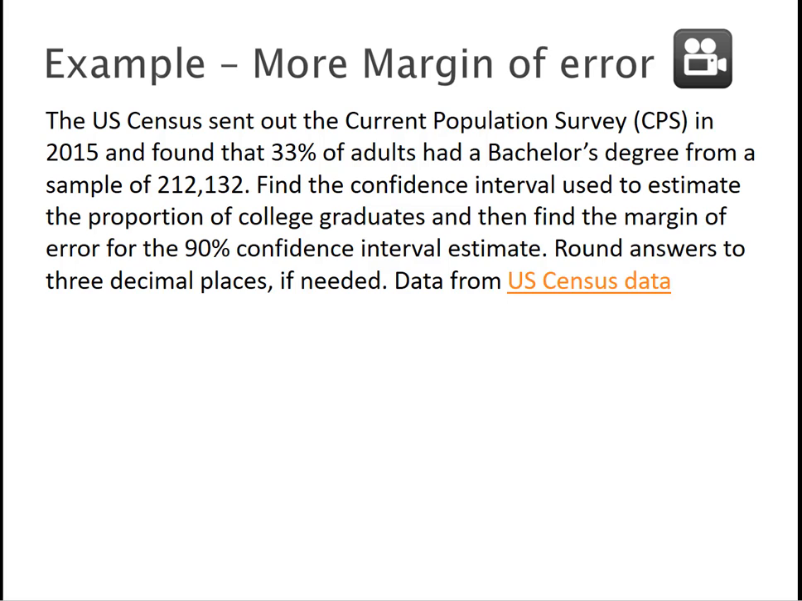The U.S. Census sent out the Current Population Survey, or CPS, in 2015 and found that 33% of adults had a bachelor's degree from a sample of 212,132. Find the confidence interval used to estimate the proportion of college graduates, and then find the margin of error for the 90% confidence interval estimate, and round to 3 decimal places if needed. And this is actually data that comes from the real U.S. Census data. You have a link here. If you click that link, you will be taken to the actual data that we're using.